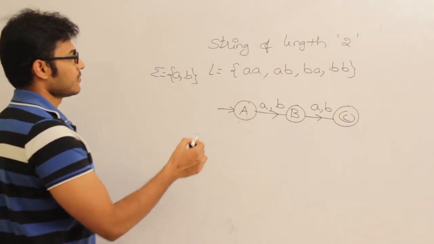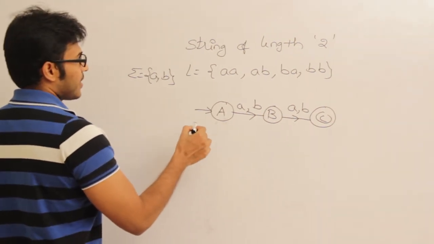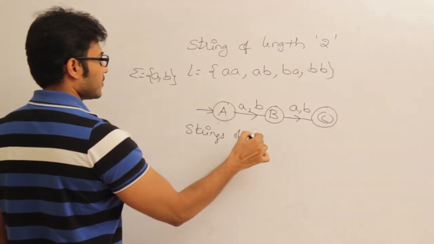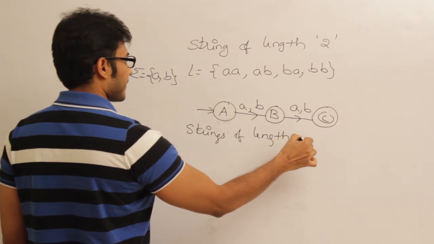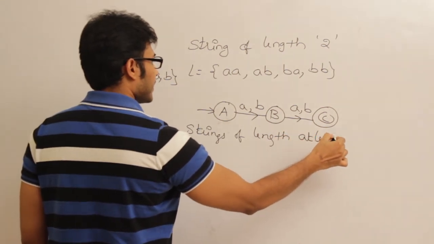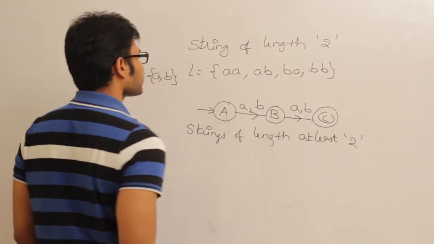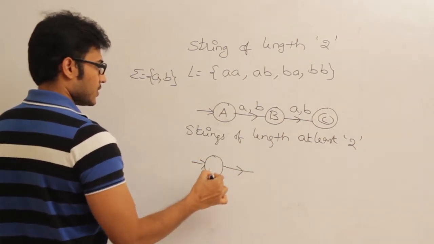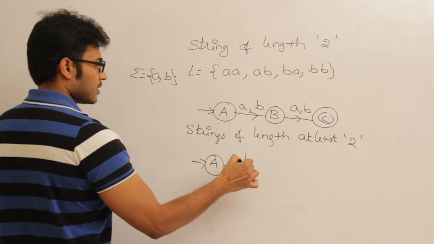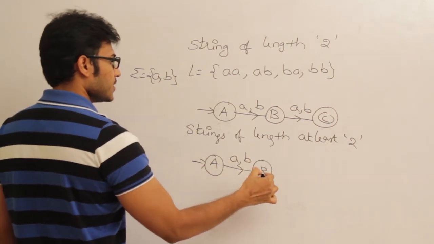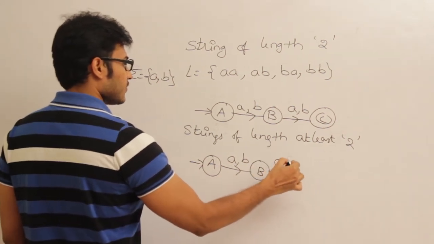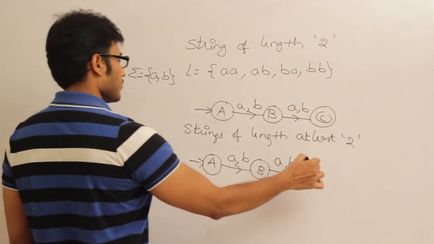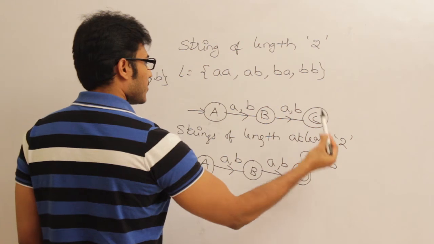Now let us say strings of length at least 2. How does it look like? So strings of length 0 is A, strings of length 1 is B, and strings of length 2 is C. At least 2 means 2 or more, A comma B.